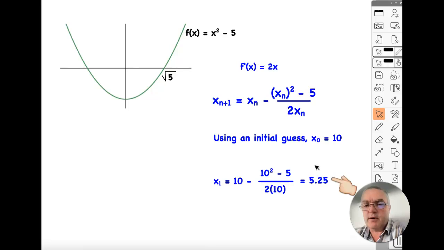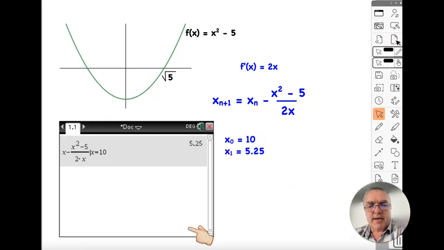So already I've gone from 10 to 5.25 when trying to find an approximation for the square root of 5. I'm going to use the CAS calculator here. You can see how I've done that with the CAS calculator. I'm just using the rule that I found here for using Newton's method, and I'm substituting x equals 10. There's my first guess.